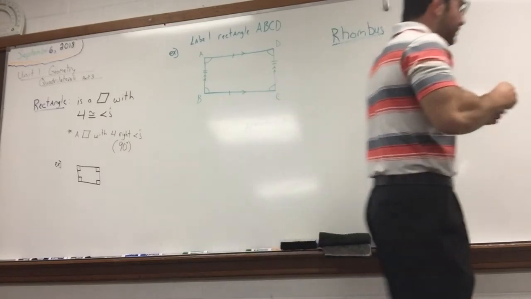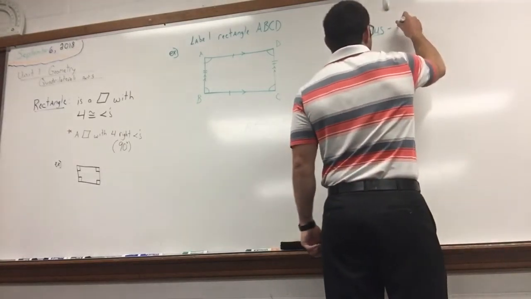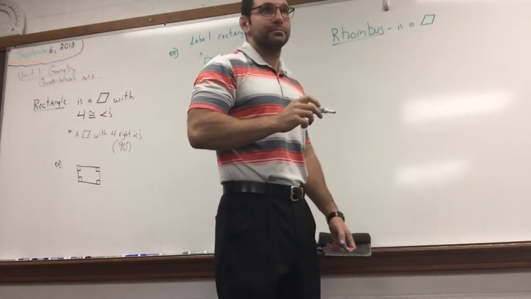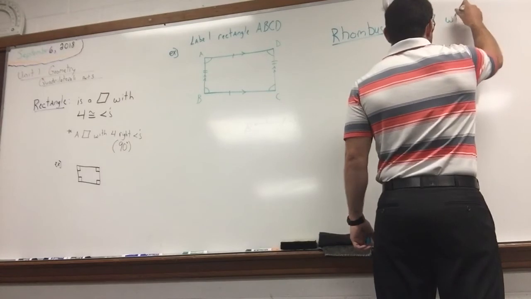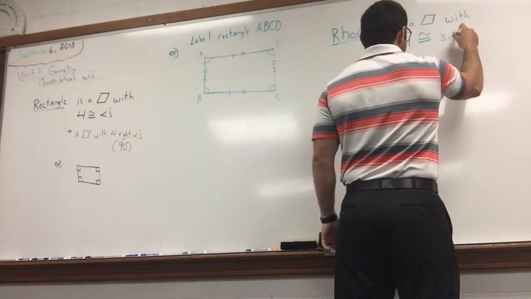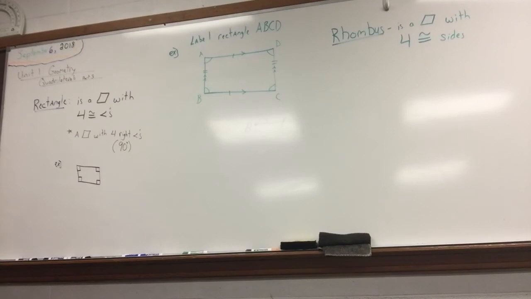Rhombus. So if we come over here, a rhombus is still always a parallelogram, which means opposite sides are parallel. It's a quadrilateral. All 4 angles add up to 360. Opposite sides are parallel. Opposite sides are congruent. Opposite angles are congruent. To be a rhombus is a parallelogram with 4 congruent sides. Now, here's my question to you.